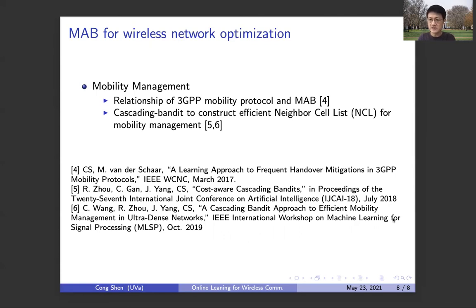from multi-armed bandits. I don't think the engineers who developed the 3GPP mobility protocol really thought about bandits in the first place. However, as it turned out, their philosophies have a striking similarity. In fact, you can actually make a correspondence between these two, as I will discuss shortly. Last but not least, I will show one example using cascading bandits to construct the efficient neighbor cell list, NCL, for mobility management.